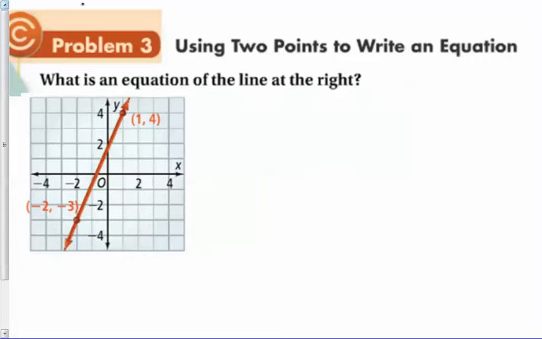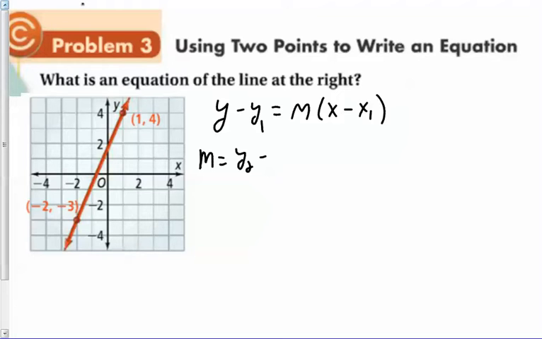Problem number 3. What is the equation of the line at the right? The only equation I know is y minus y1 equals m times x minus x1. So I need a point and I need a slope. Well, to get a slope, you have to have 2 points. Remember that it's y2 minus y1 over x2 minus x1. So I have one. Here's my x1, here's my y1, here's my x2, here's my y2.